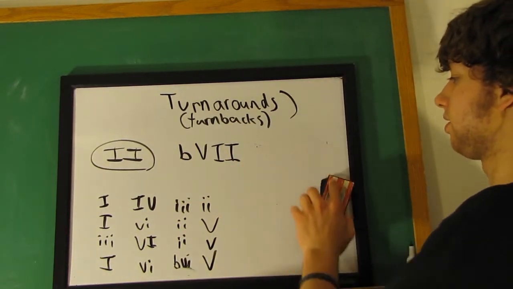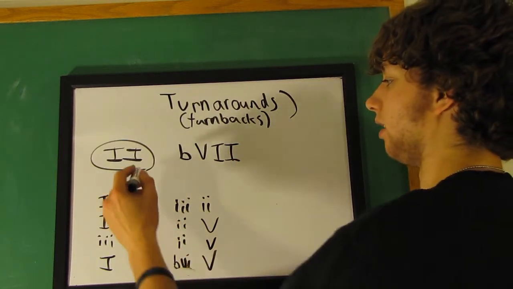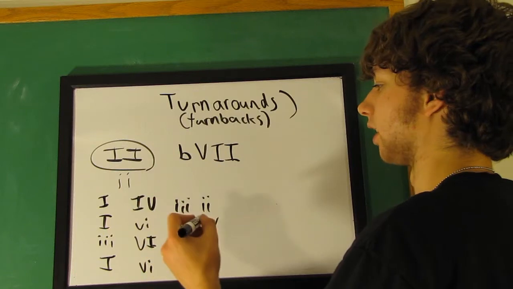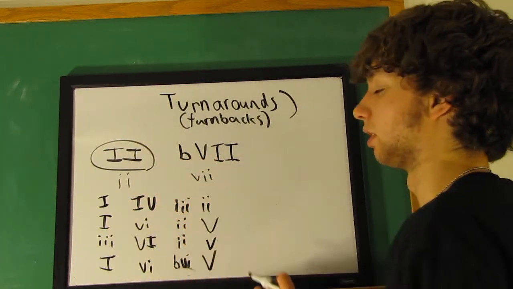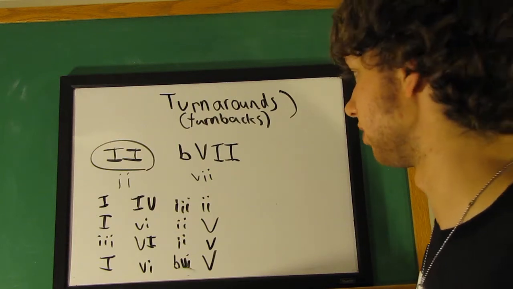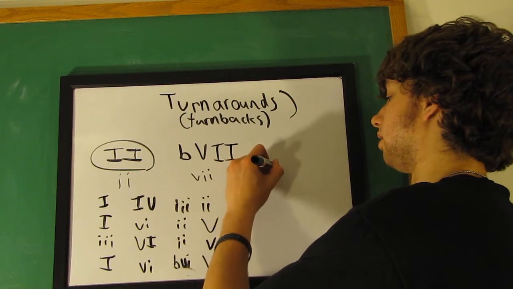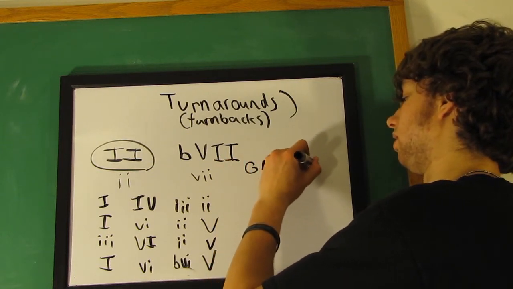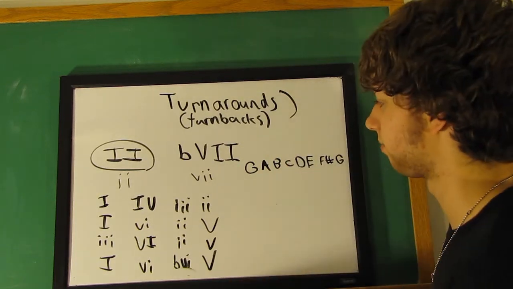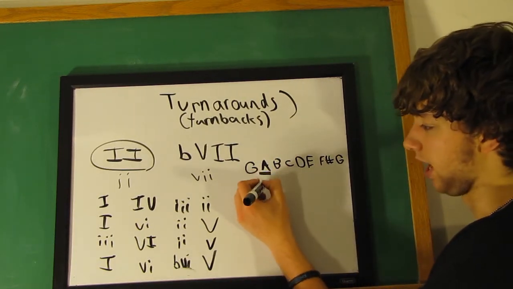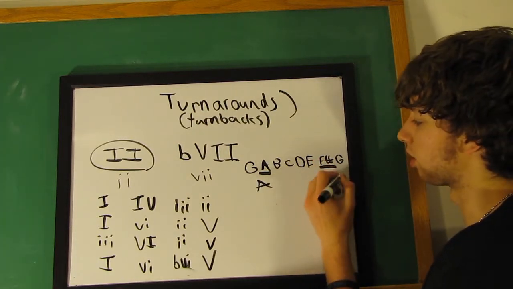So let's say we're in the scale of G, and instead of playing a minor second, we could have a major second. Instead of playing a diminished seventh, we can play a flat major seventh. So in the scale of G, we get G, A, B, C, D, E, F sharp, and G. So the second would be A, so we'd have A rather than A minor. The seventh would be F sharp.